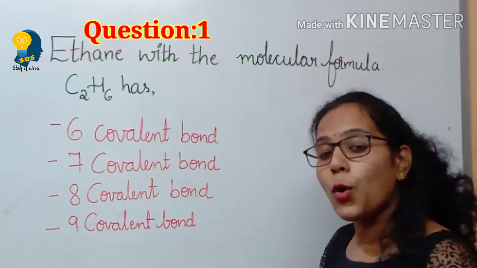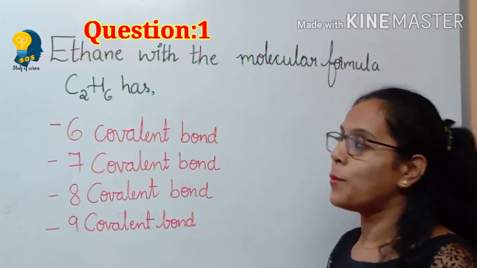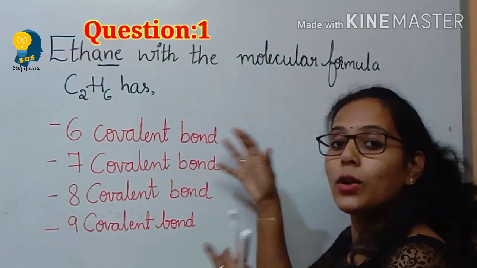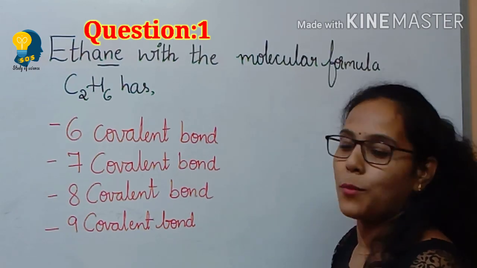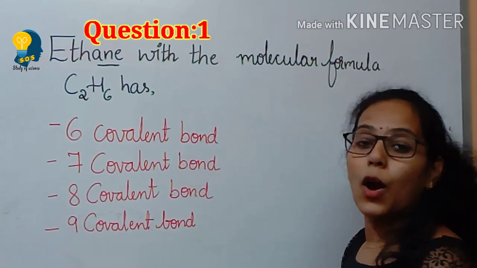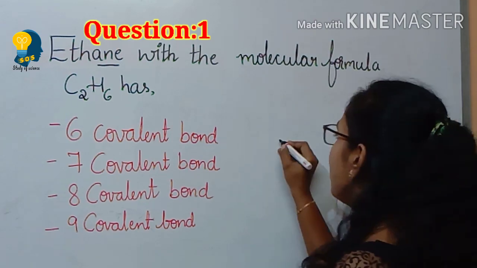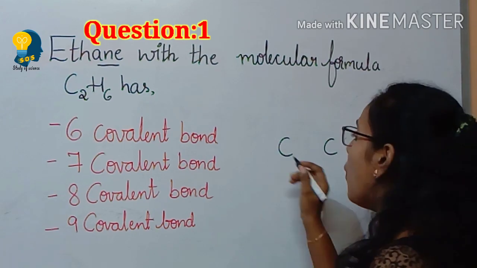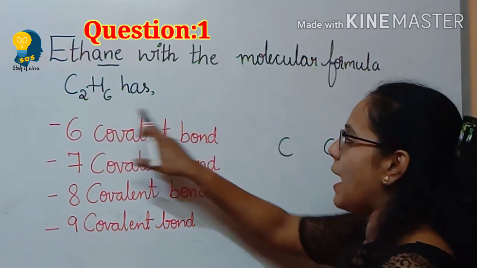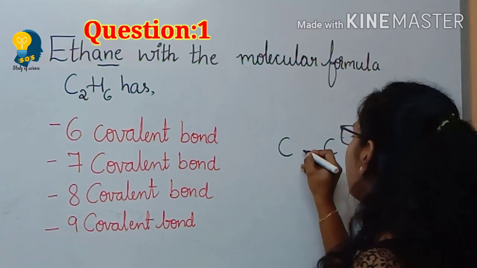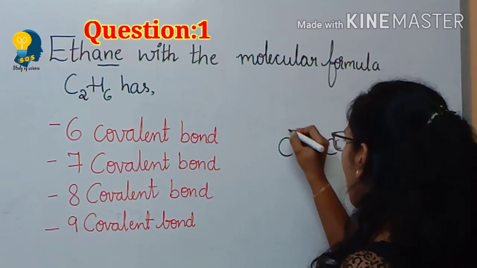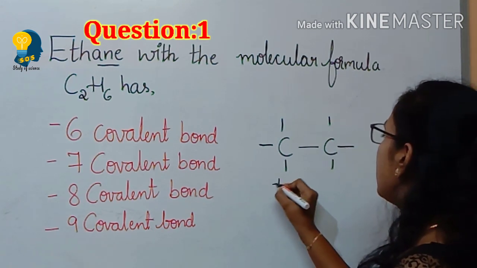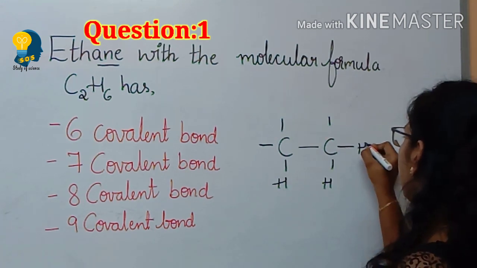To know how many covalent bonds, let us write the structural formula for ethane. Eth means how many carbon? There are 2 carbons, right? So, eth means there are 2 carbon. Ane means it is single bond. So, there are 2 carbon atoms with single bond and 6 hydrogen atoms. Okay, let me write 6 hydrogen.